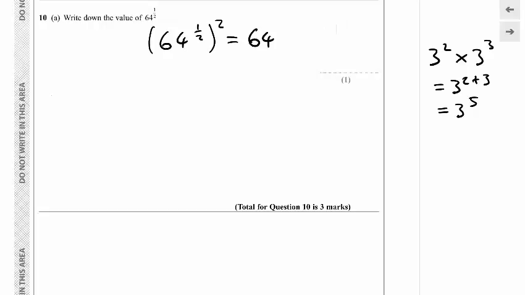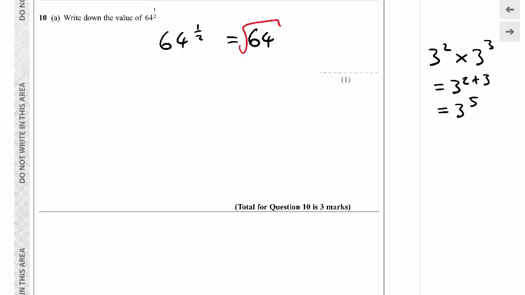Now, if I have a look at this then, I don't want 64 to the power of a half squared, I just want 64 to the power of a half. So how do I get rid of the square? Well, I just square root. So if I square root, okay, I end up with that. So 64 to the power of a half is just equal to the square root of 64.